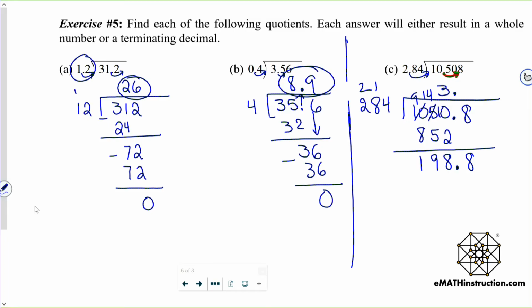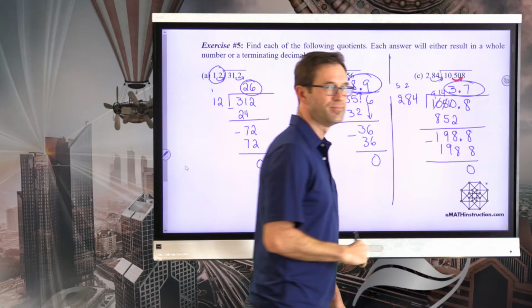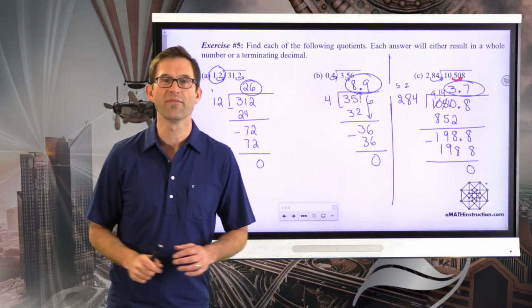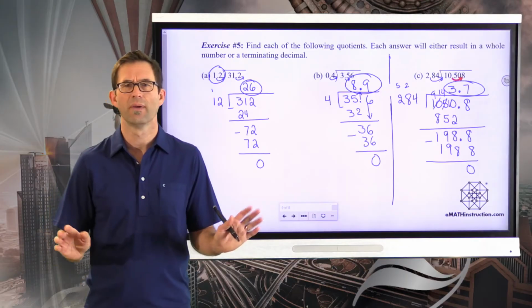Now, how many times does 284 go into 1,988? Well, that's going to be 7 times. And again, I'm going to erase all of those. 7 times 4 is 28. Carry the 2. 7 times 8 is 56. Plus 2 is 58. Carry the 5. 7 times 2 is 14. Plus 5 is 19. Subtract, remainder of 0. All right, 3.7.